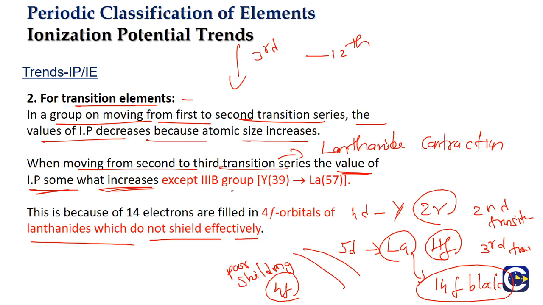But again, look at it, there is an exception. Yttrium and lanthanum, that increase will not be seen. In fact, the case will be that lanthanum will still be less than yttrium in terms of ionization potential. This is like the normal trend. Why? Because the 14 electrons that are entering into the f subshell are entering after lanthanum.